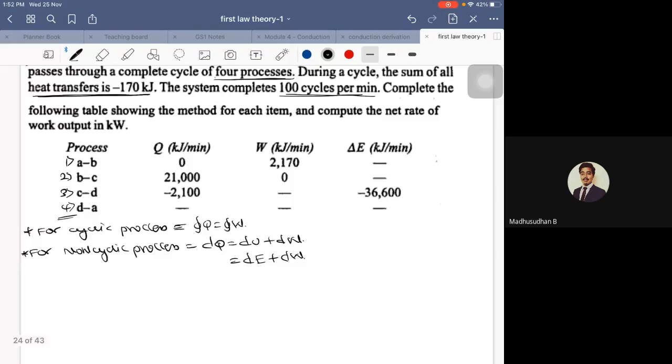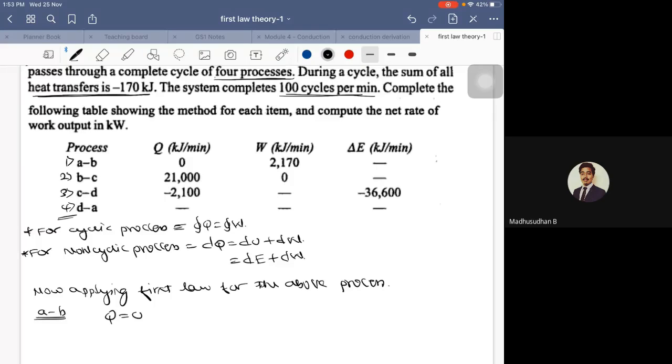Now what we shall do is apply the first law for the above processes. Okay. Now consider the process A to B. What is given? Q is given. How much is the value of Q? 0. W is given, which is 2170, and he has asked us to calculate the value of delta E.